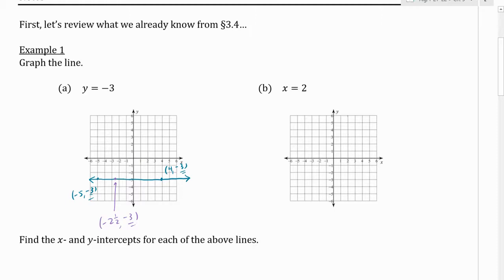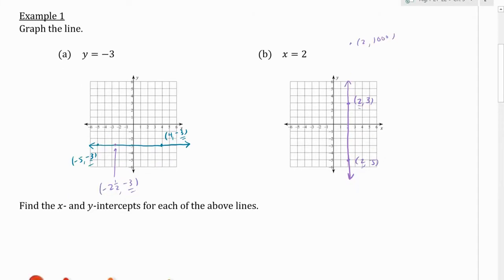And then x equals 2 is just a vertical line running through the x-axis at 2. For the same reason that the equation is what it is, because no matter where I pick on that line, my x value is going to be 2. Way up here might be 1,000 or something, but the x is still 2.